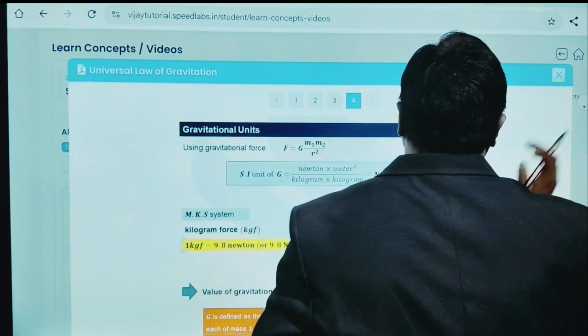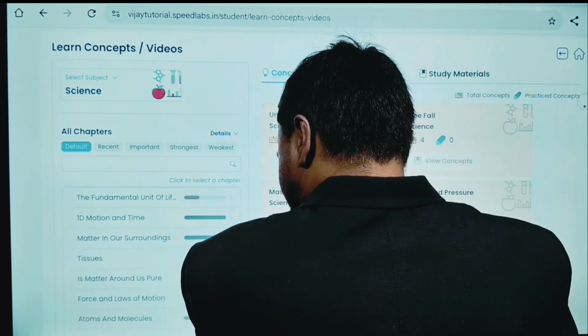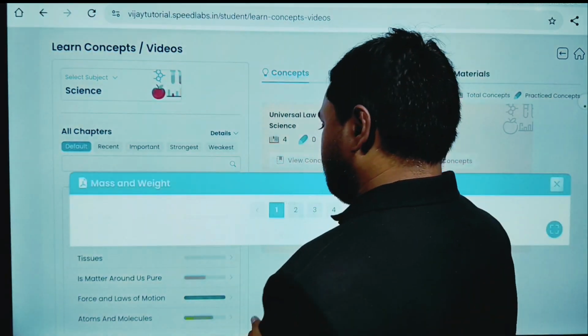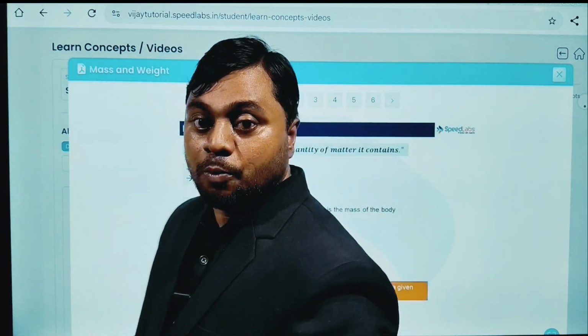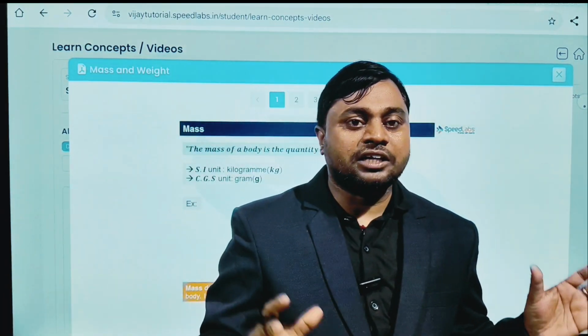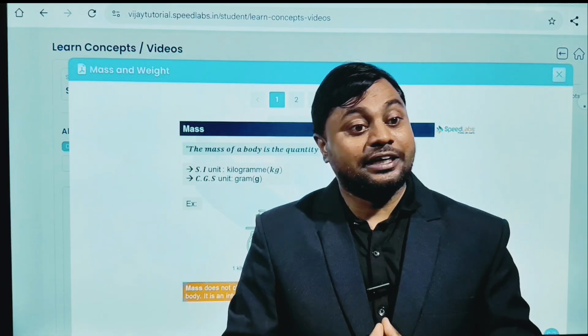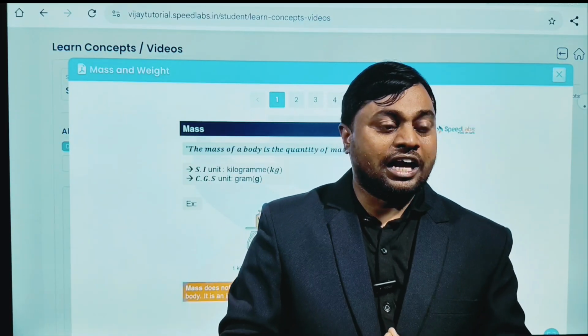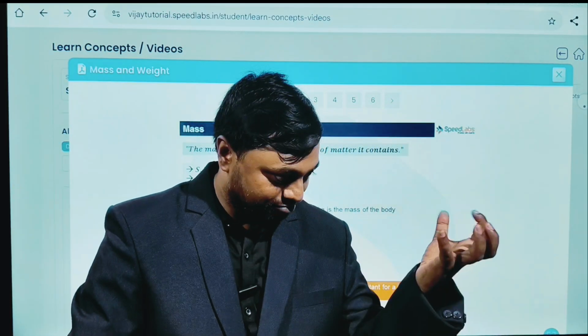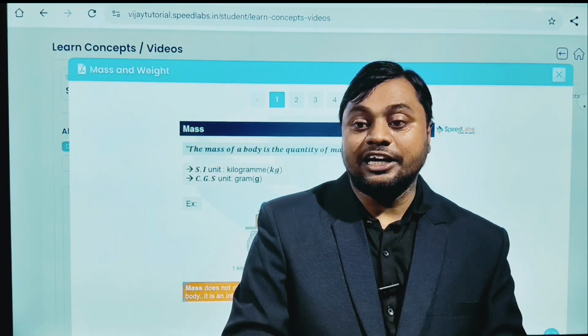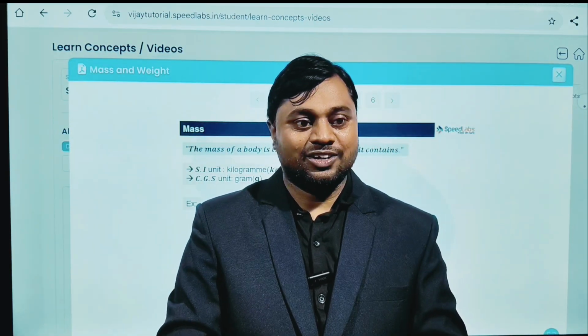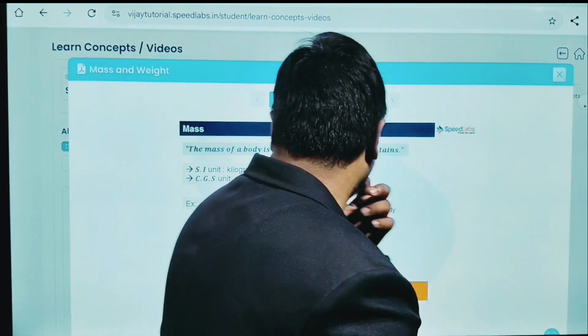Next, let's talk about mass and weight. These are very, very important concepts. Most of the students are confused about mass and weight. Mass is the quantity of matter present inside the body, whereas weight is the force with which a body is attracted towards the center of the earth. So let's discuss in detail.